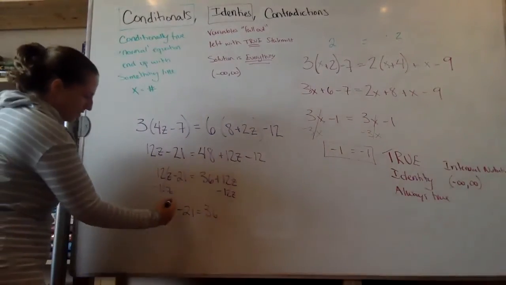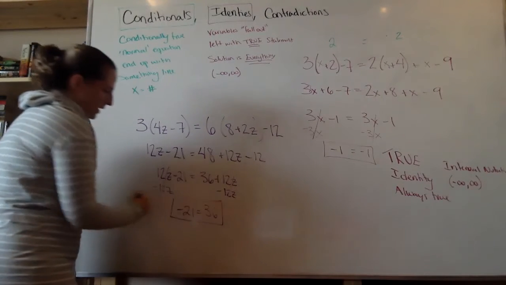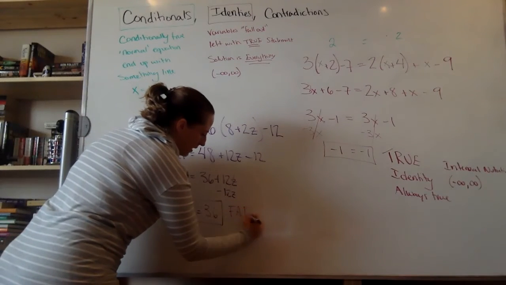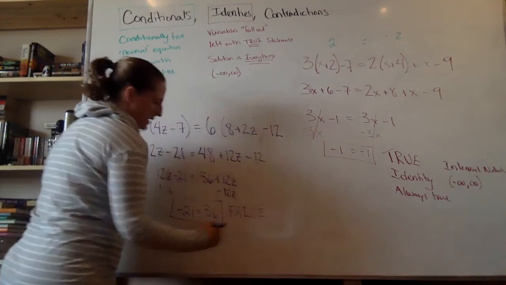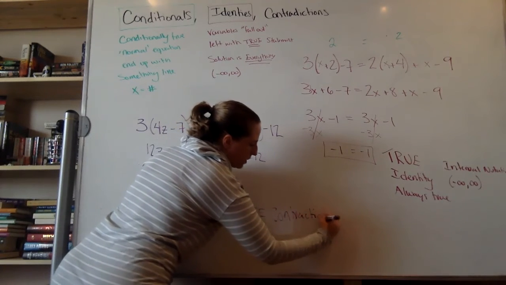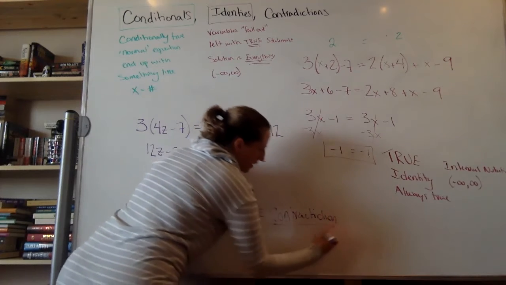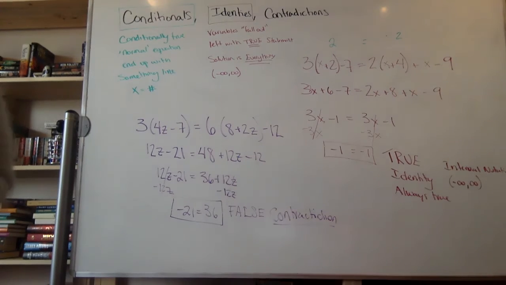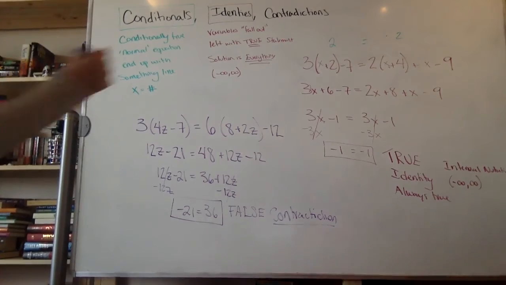What about this? Is this true? Negative 21 equals 36. Well, that's false. That is not true. Okay? So this is a false statement, also known as a contradiction, something that is not true. So this is an example of a contradiction. All of our numbers fall out, all of our variables fall out, and we're left with a statement that simply isn't true. Okay? This is an example of a contradiction.